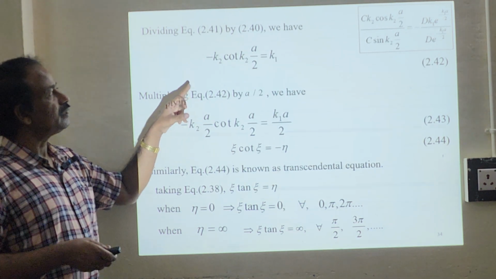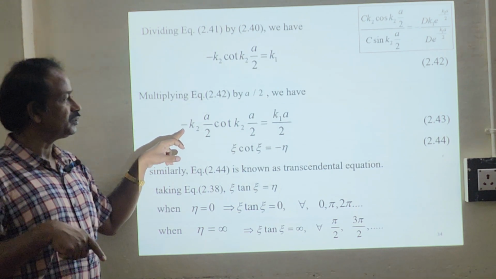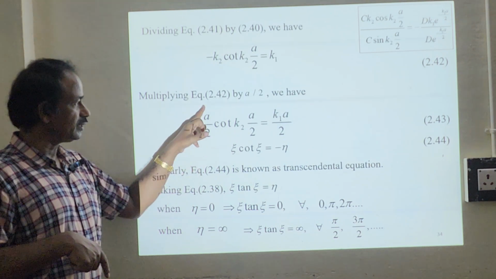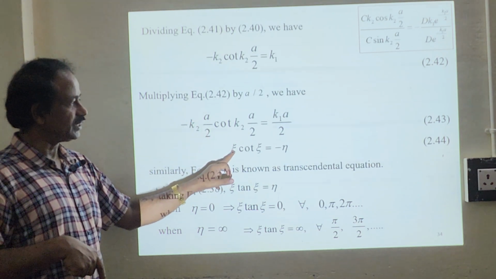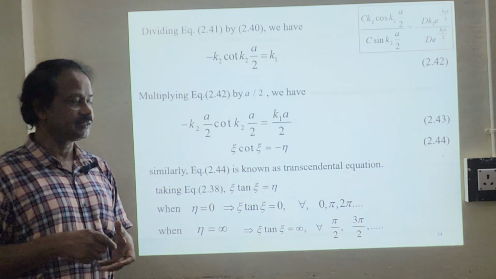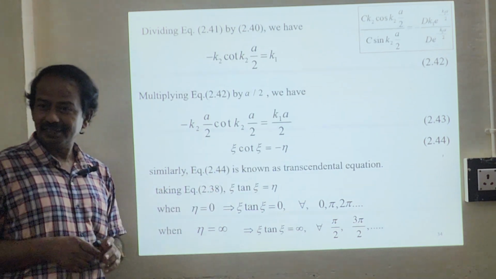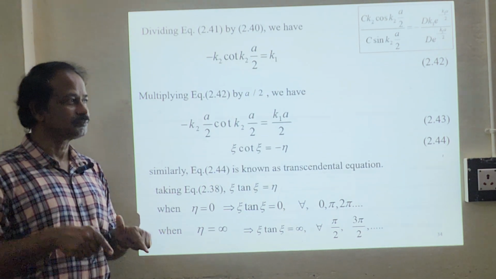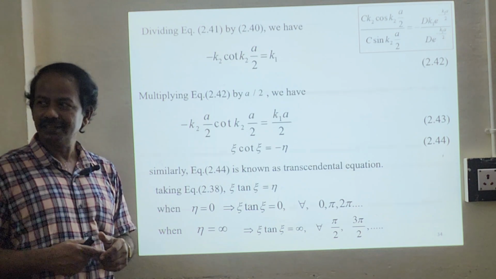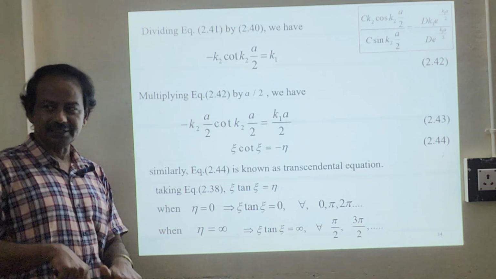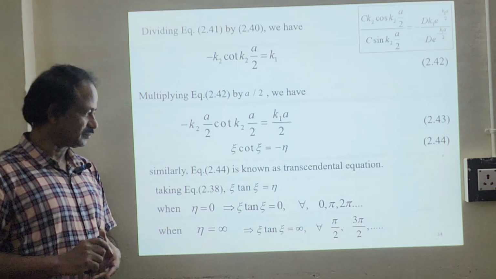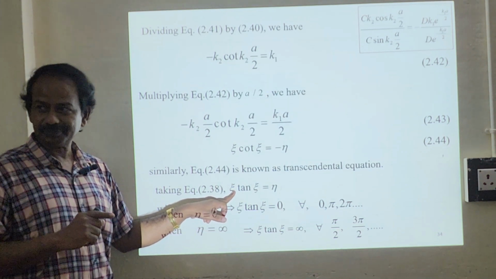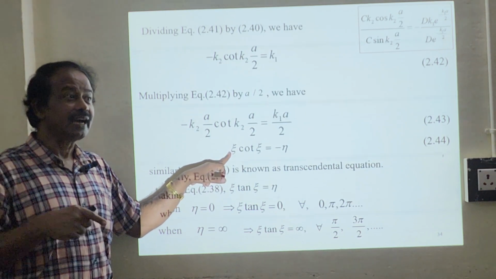Multiply on both sides by a by 2, and that can be simplified as usual, which we have seen earlier, and this term as xi. So xi cot xi, with this minus brought here, equals minus eta. Again this is a transcendental equation which cannot be solved directly. So we will have to give some suitable values for both xi and eta and equate, and we will get some values. This is one transcendental equation which we have seen earlier for the symmetric solution, and this is another one for antisymmetric solutions.